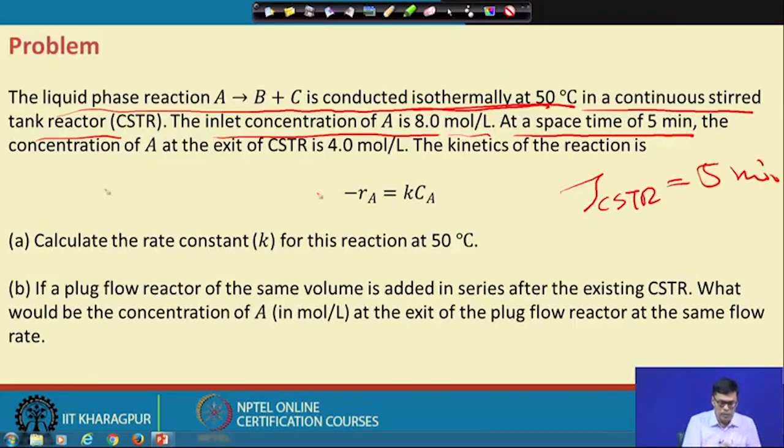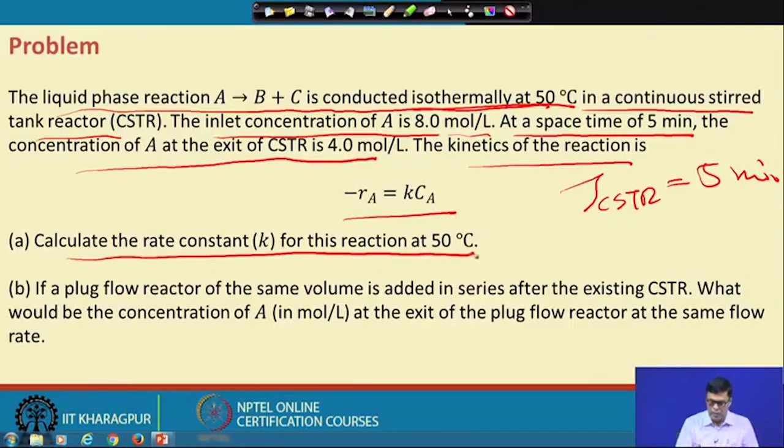The concentration of A in the exit stream is 4. The kinetics is given here. So, calculate the rate constant K. We can do it very easily because tau CSTR is equal to what? That I can write as CA0 minus CA over minus RA. Am I right? What is the CA0 value?